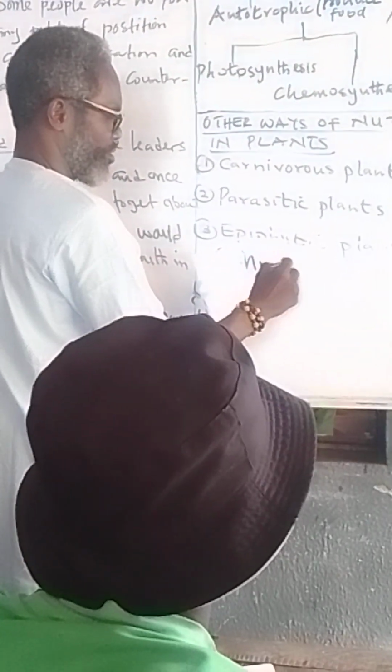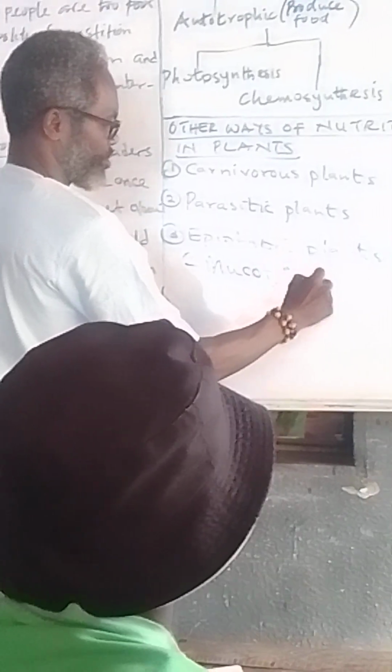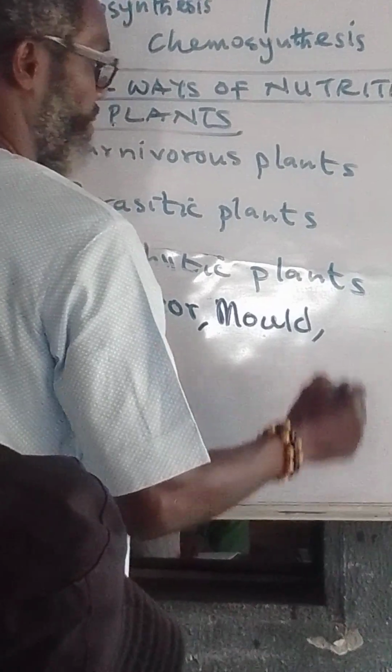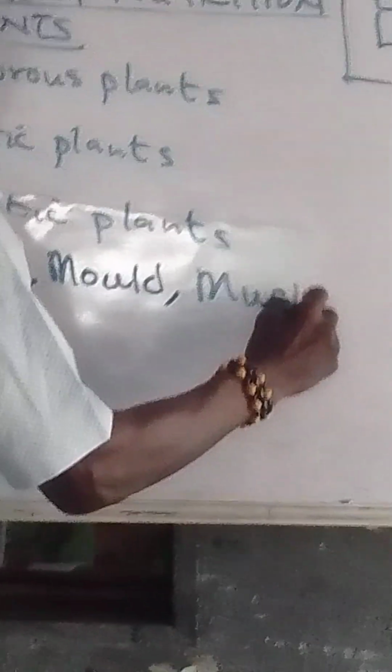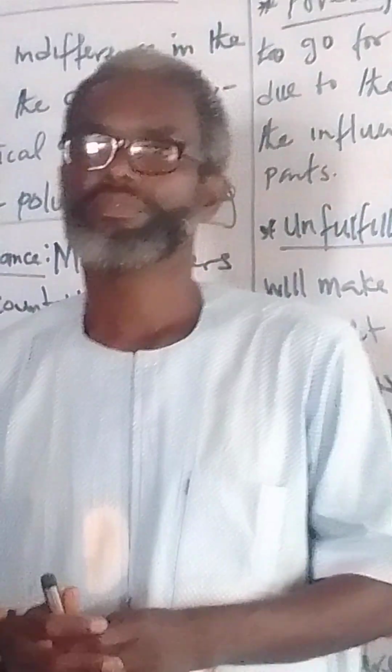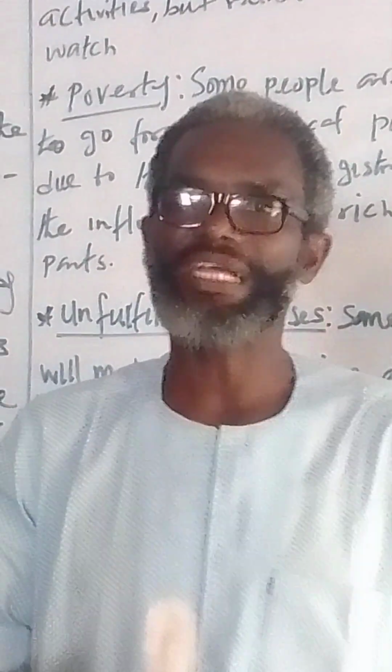Examples of saprophytes are mucor, mold, mushroom, etc. You know what a mucor is? What's the difference between mucor and mold? Where can we find mucor? Is mold found on bread?